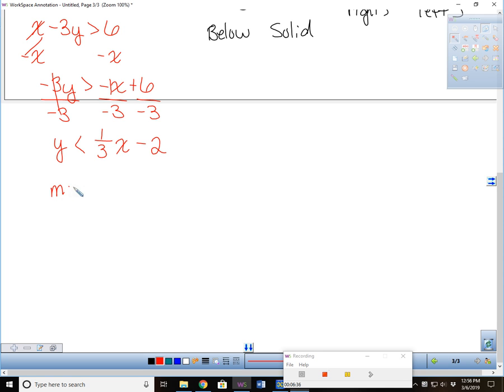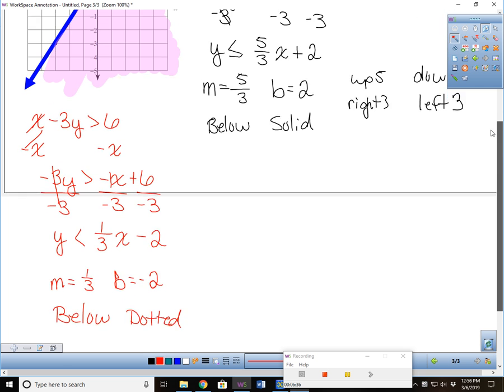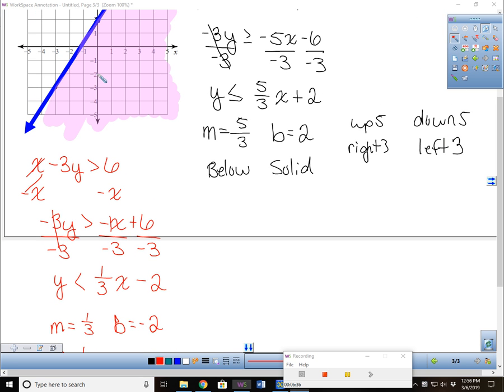All right, so your slope is 1 over 3. Your y-intercept is negative 2. Since y is less than, you will shade below. And since there's no equal to bar, you have a dotted line. All right, so let's start with our y-intercept at negative 2. And then we're going to go up 1, right 3. So up 1, right 3.